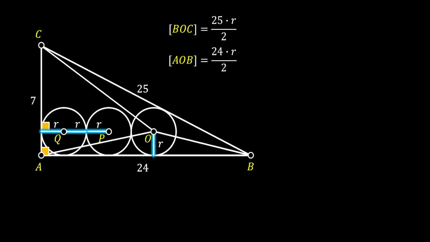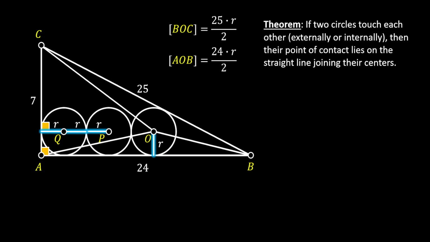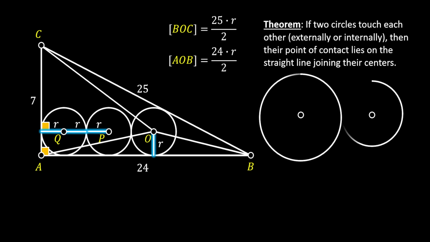If we do this, we will get the straight line QP. We know that this is a straight line by using two facts. The first one is that all three circles are congruent and all of them are touching the horizontal line AB. And the second one is by using a theorem which states that if two circles touch each other, either externally or internally, then their point of contact lies on a straight line joining their centers. And as you can see, this is exactly our case.